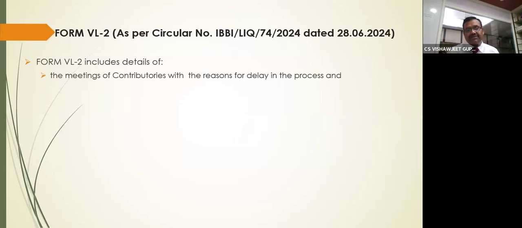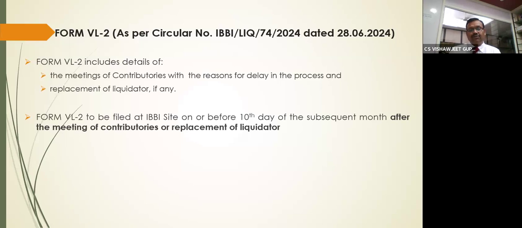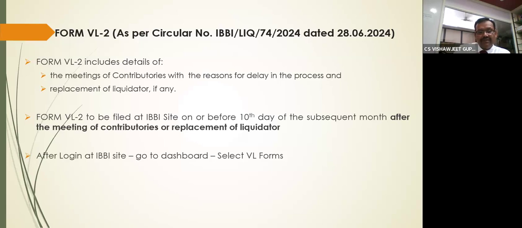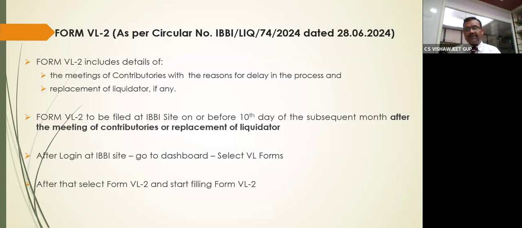VL2 includes the details of the meetings of the contributories with the reasons for delay in the process. Number one. Number two, replacement of the liquidator, if any. VL2 is to be filed at the IBBI site on or before the 10th day of the subsequent month after the meeting of the contributories or replacement of the liquidator. Now, after login at the IBBI site, go to the dashboard, VL forms. Then select VL2 and start filling the form. Now I will show you how this form can be filled.